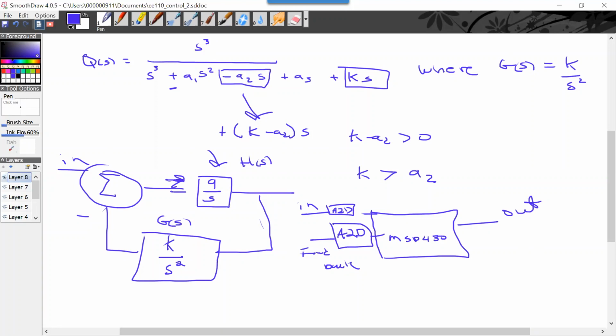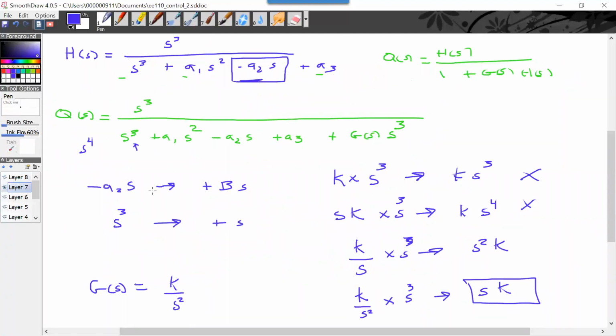Any questions so far? Can you go back to that previous slide? You have the Q of S is equal to H of S over 1 plus G of S, H of S. Yeah. And it's also equal to the Q of S below that. Those don't look that similar. I maybe went over that already.